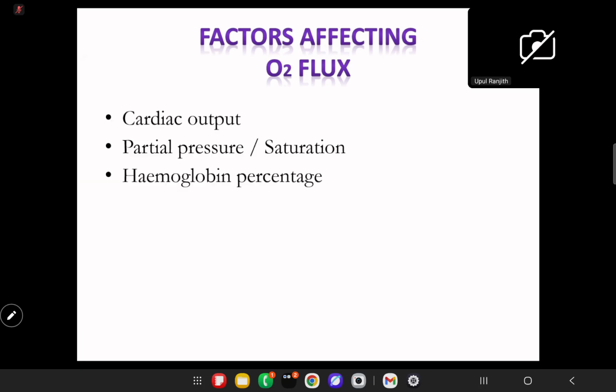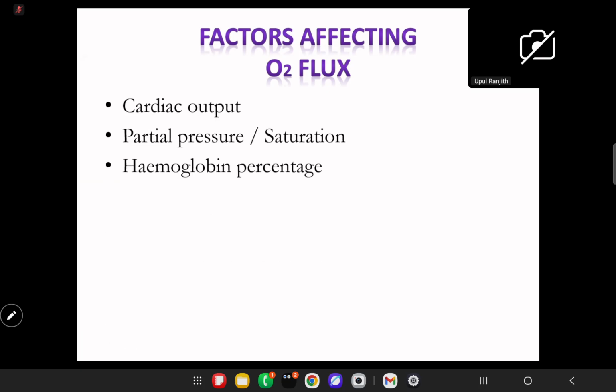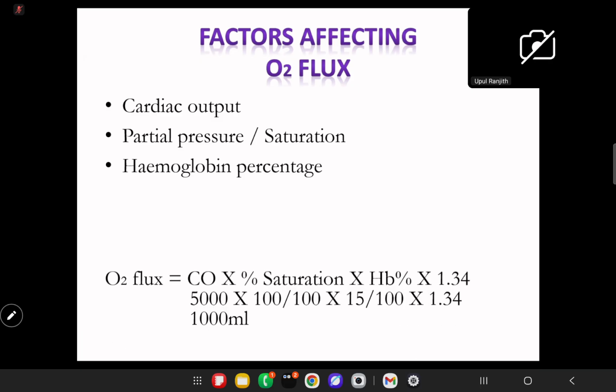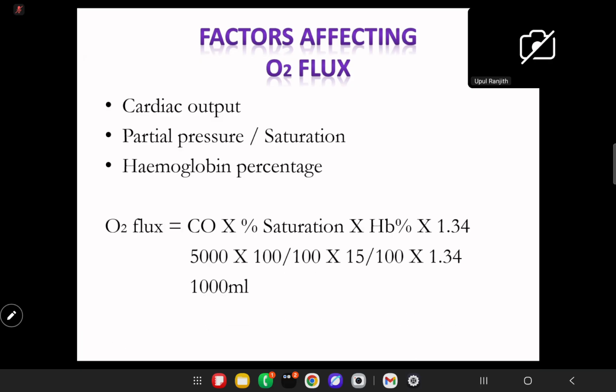So what are the factors affecting oxygen flux? One is cardiac output, the other is the partial pressure or the saturation, and the hemoglobin percentage. These are the factors affecting the oxygen flux. Right, so let's calculate the oxygen flux. I said cardiac output in an average adult at rest is 5,000. Cardiac output into percentage saturation into hemoglobin percentage into 1.34.